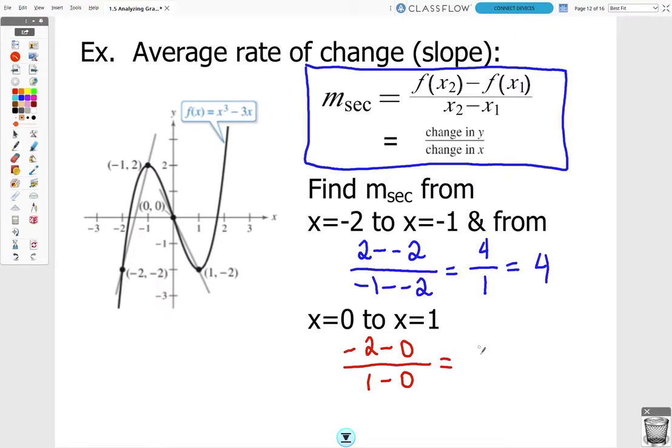-2 minus 0 is -2. 1 minus 0 is 1. -2 divided by 1 is -2. And as expected, we did get a negative slope because the graph is decreasing in that section. All right.